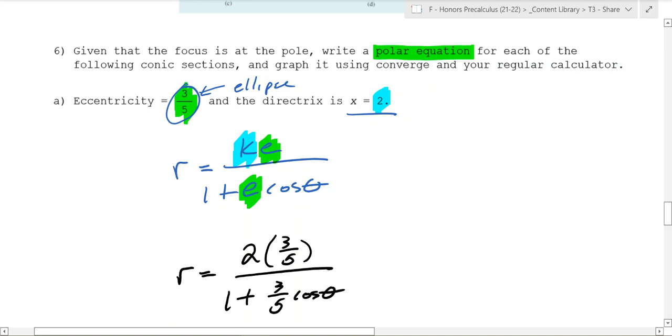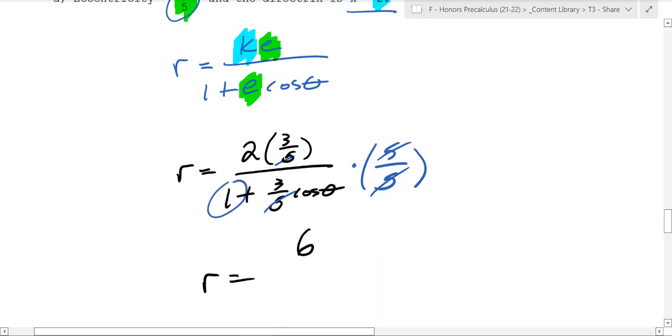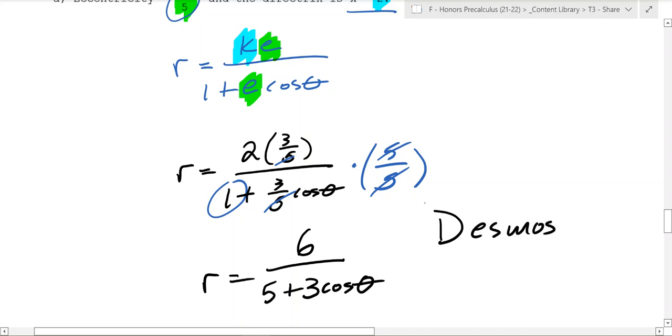And you can simplify this a little bit if you wanted to. I like multiplying it by 5 over 5. That's just a form of 1. And the reason that's nice is that it cancels the 5s right there, and then this multiplies there, and this turns into 5. So what you end up with is r is equal to 6 over 5 plus 3 cosine theta. And now if you want to graph this, you can plug that into Desmos and it'll give you a really cool ellipse. And remember, one focus is going to be at the origin.